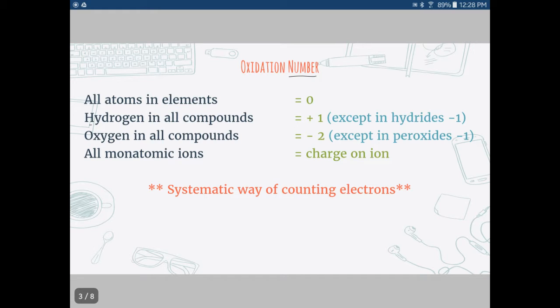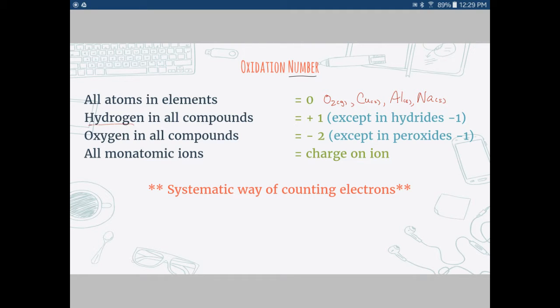Oxidation state or oxidation number is essentially just a way of keeping track of or counting electrons. All atoms in an element have an oxidation number of 0. That would be, for example, oxygen in its atomic state, copper, aluminum, sodium. Any of these could work as an atom in an element. If you see an element in its natural state, like oxygen gas or copper solid, it has an oxidation state of 0.